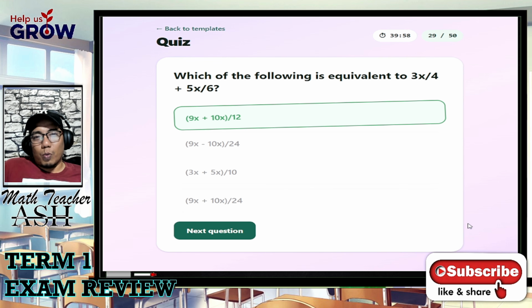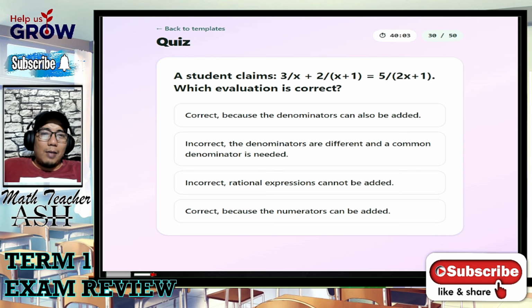Now, let us go to question number 30. A student claims 3 over x plus 2 over the quantity x plus 1 is equal to 5 over the quantity 2x plus 1. Which evaluation is correct? Correct, because the denominators can also be added. Incorrect, because the denominators are different and a common denominator is needed. Is it the third one? Incorrect, because rational expressions cannot be added. Or the fourth one, correct, because the numerators can be added. What do you think is the answer?